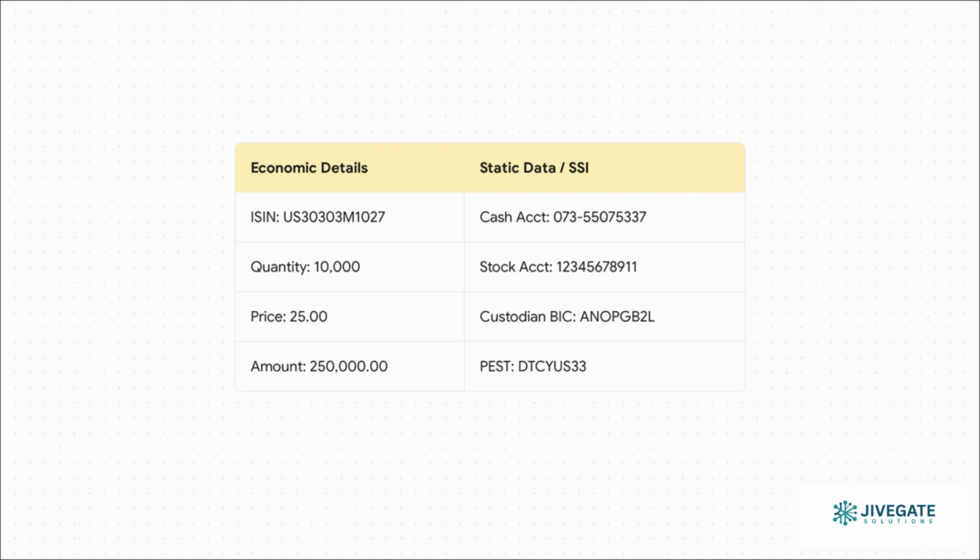This whole process is called trade enrichment. What the middle office does is take the what of the trade, all the economic details you see there on the left. That's the ISIN, which is like a unique ID for the stock, plus the quantity and the price. Then, they merge it with the where. That's the static data, or what we call standard settlement instructions on the right. Seriously, just think of these as the crucial shipping addresses, the exact account numbers for where the cash has to go and where the stock needs to be delivered.